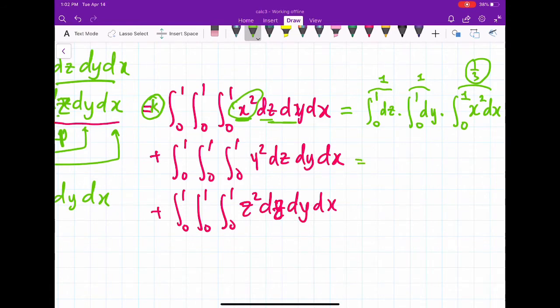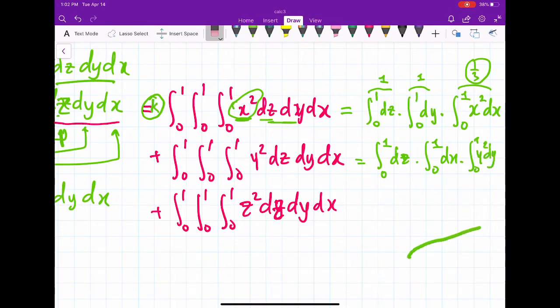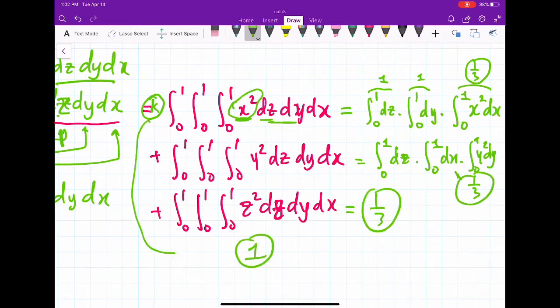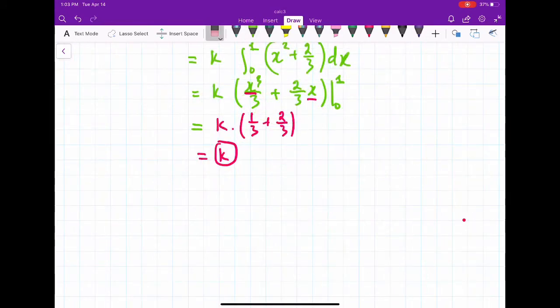Similarly, you also have the product of integral from 0 to 1 dz times 0 to 1 dx times 0 to 1 y squared dy. So this is also 1/3. And you also have 1/3 in here. And then you sum them up, you get just 1. With the k outside, 1 times k is just k. Make sense? So we found the mass of this solid region, which is the first step.